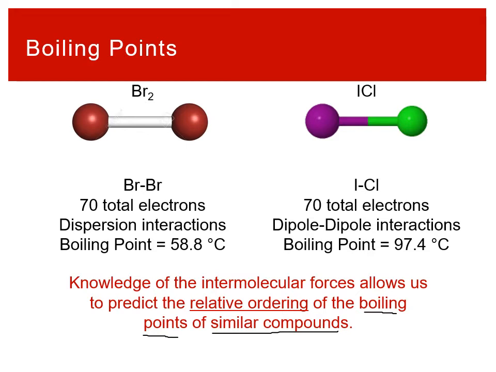Similar kind of shapes, molecules, number of atoms, those ideas. And all we want to know is the relative ordering. Just the fact that this 97.4 is higher than 58.8. So I don't expect you to know what the numbers are from the structure. I do expect you to be able to know that iodine chloride is going to be greater than bromine because of the intermolecular force.